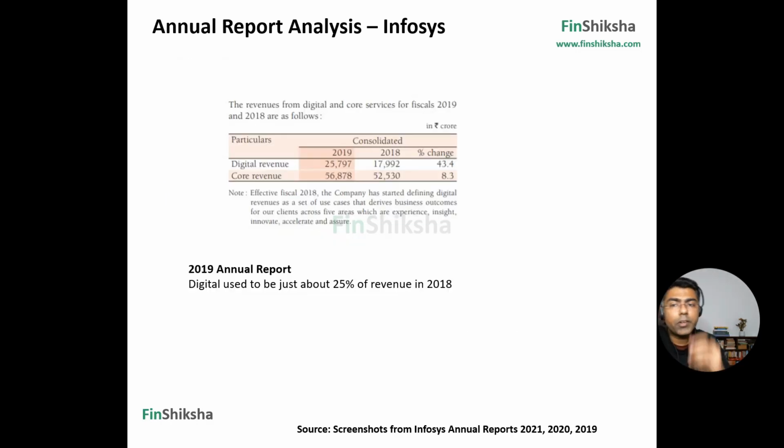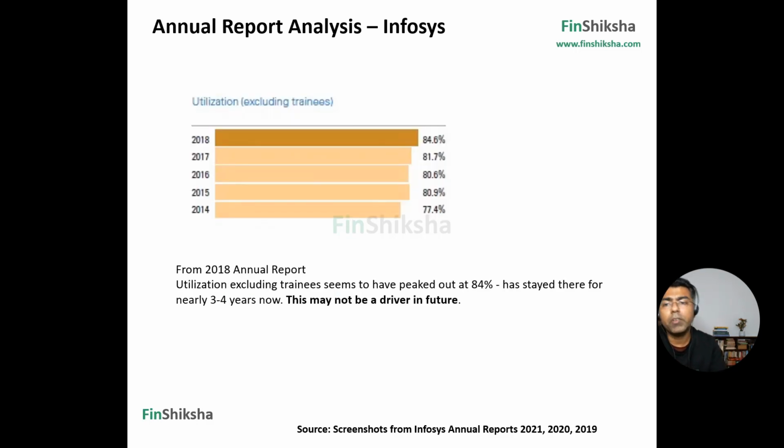Some details with respect to historically what used to be the data. So 2018, you will note in the consolidated revenues, only about 25% of the revenue was digital. 2021, 3 years from here, digital is now almost half of the revenue. So significant growth in the digital segment that we have seen. Utilization excluding trainees, right, that we see in 2018 was at 84%. And that's been the number even now. If you see, that increased from 77 to 84 in 2018.